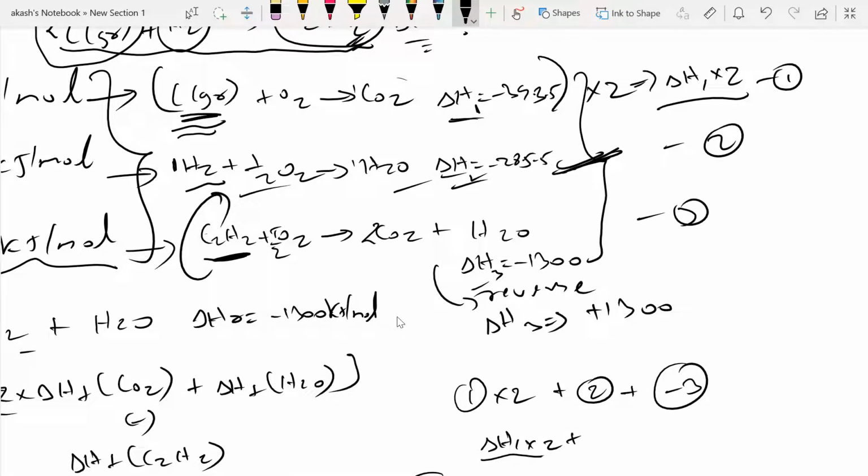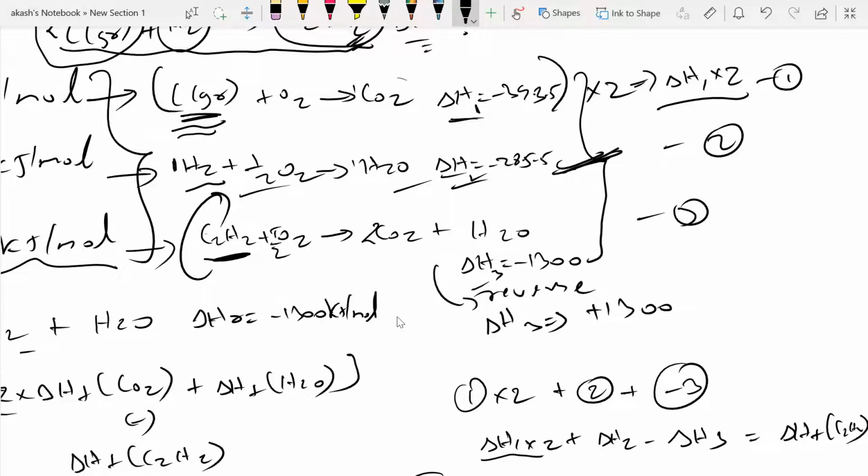So 2 into delta H1 plus delta H2 minus delta H3 is your enthalpy of formation of C2H2. As simple as that. You do not have to worry about what is happening with the other things. See what you want, where, and how much, do those things to the given equations, and do the additions. You will get the required equation and the enthalpy values also sorted.